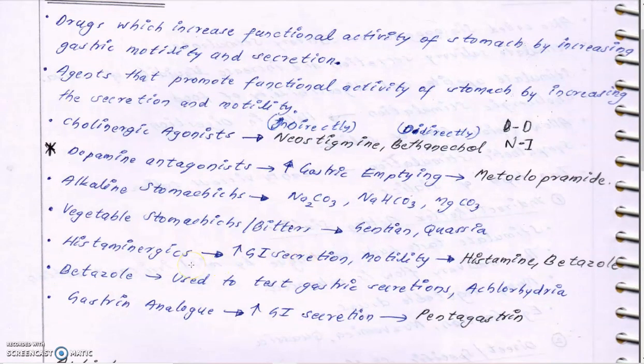Now, histaminergics. Histaminergic means drugs which cause an increase in histamine. So, gastric acid HCl secretion increases, and whenever HCl secretion increases, the motility inside the stomach increases. Histamine and betazole bind to histamine receptors and increase H plus activity, so that more H plus comes into the lumen from the parietal or oxyntic cell. Betazole is a pure histamine analog used to test gastric secretions or achlorhydria. That means whenever a person is not having HCl secretion, we use betazole as the test agent.